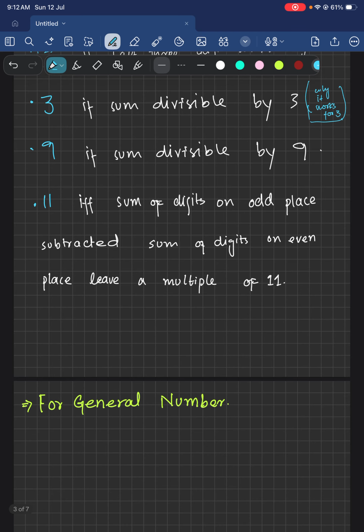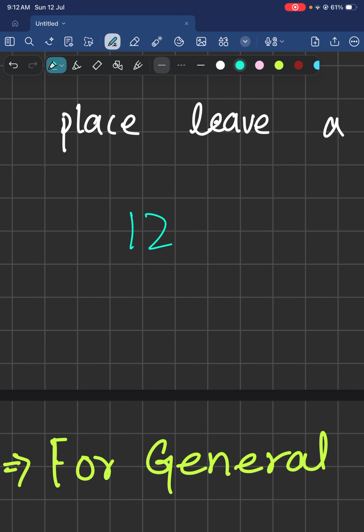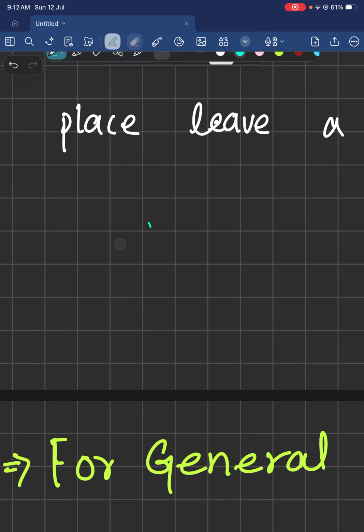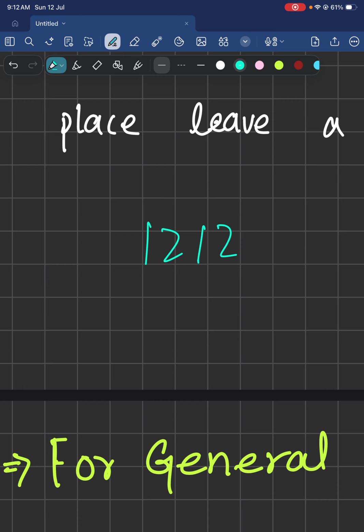Now the divisibility of 11 is pretty interesting. You can understand it two ways. If there is some number, let's just say 1212, and you want to check if it is divisible by 11, the very first thing, which is pretty easy to understand, is that you take the sum with alternate signs, and if that is divisible by 11, then the whole number is divisible by 11. What I mean by alternate signs is +1 -2 +1 -2.